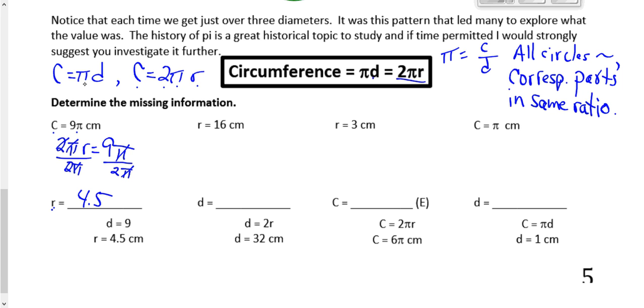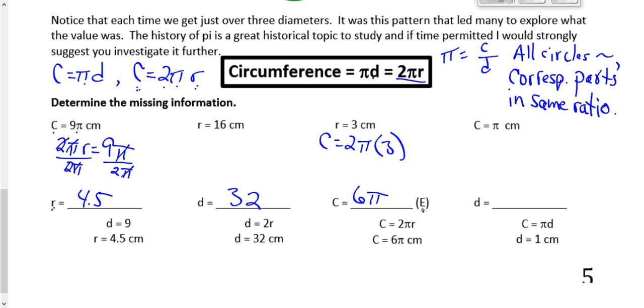So now they give us that the radius is 16. This is simple. What's the diameter? Double it, 32. Easy. Radius is 3. How do we get the circumference? And they gave us radius. So C, 2 pi r. R is 3. Right? What's 2 times 3? So C equals 6 pi.